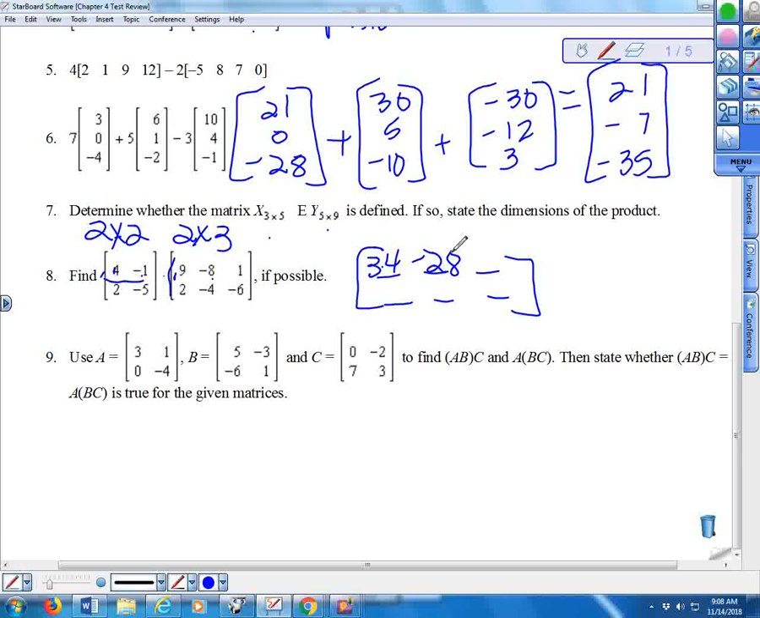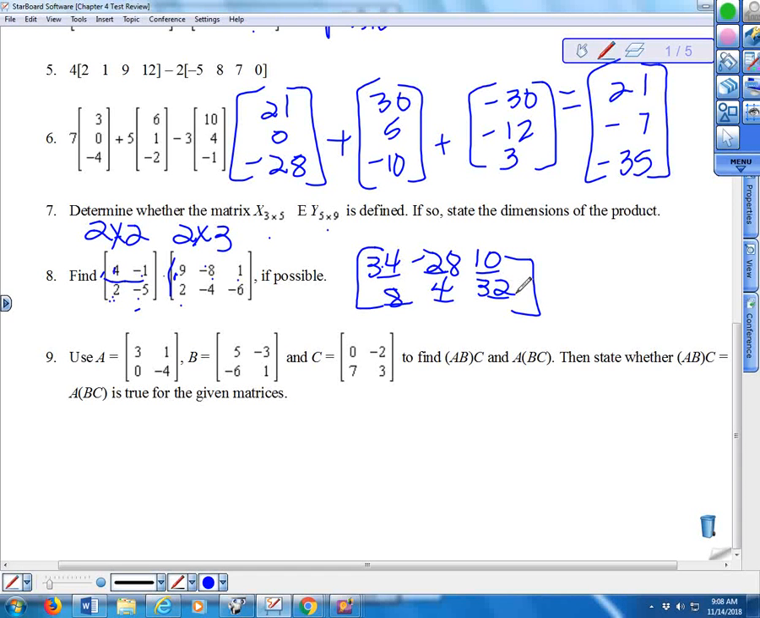4 times 1 is 4, plus 6 is 10. 2 times 9 is 18, minus 10 is 8. 2 times negative 8 is negative 16, plus 20 is positive 4. 2 times 1 is 2, plus 30 is 32. So that's my matrix.